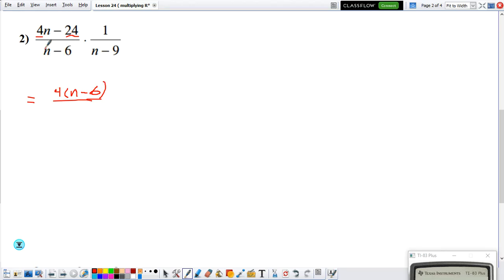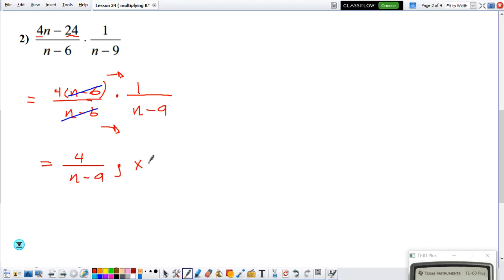Now the denominator, I cannot factor anything out, so I'm going to rewrite it. n minus 9, you cannot factor anything out, so we rewrite it. Now what do you notice here? See if anything cancels out. I see that I have n minus 6 on top, n minus 6 on the bottom, so they cancel out. So now what do we have left? Again, we're going to multiply it as if it was a regular fraction. Top times top, bottom times bottom. So 4 times 1 becomes 4 on top. 1, because when they cancel out, they become a 1. So 1 times n minus 9 is n minus 9.